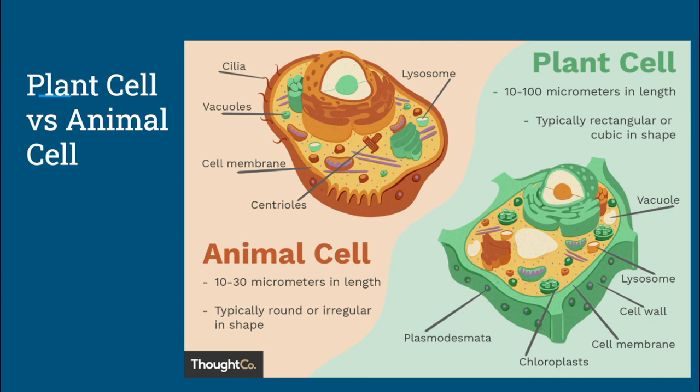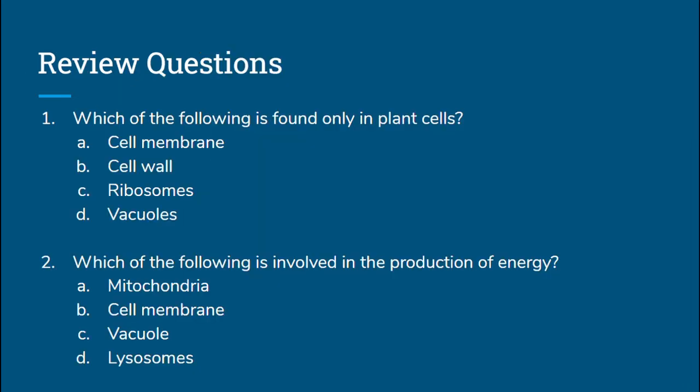Here we're just taking a look at plant and animal cells in general, and we can see a difference in the shapes as well. Typically, plant cells are more rectangular, while animal cells are more circular.